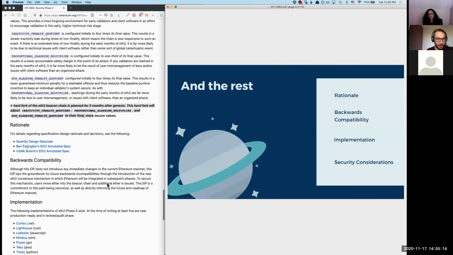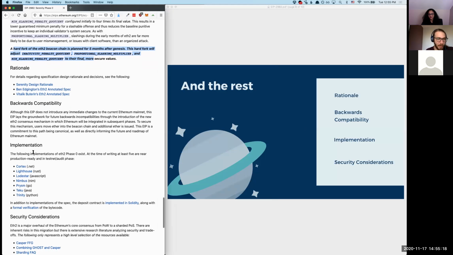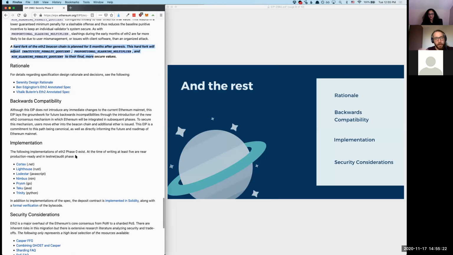And the rest, there's a number of these other sections: the rationale, the backwards compatibility discussion, implementation. There is an incredible amount of work done in all of these components before the EIP existed. There's this design rationale doc. There's an annotated spec, which goes into the detail. There's actually 2 annotated specs, Ben Edgington's and Vitalik Buterin's, which go into the nitty-gritty detail of all the different things.